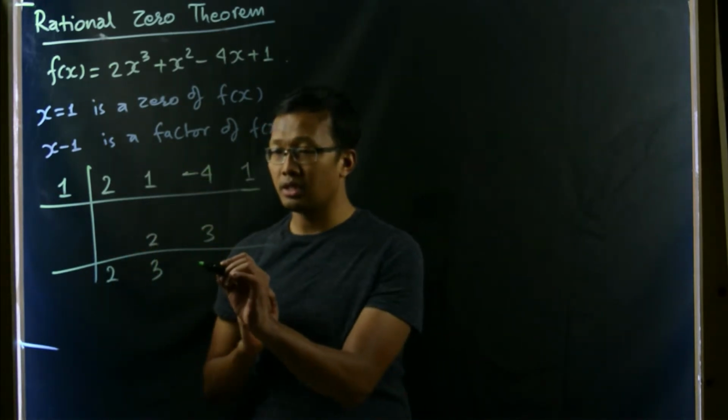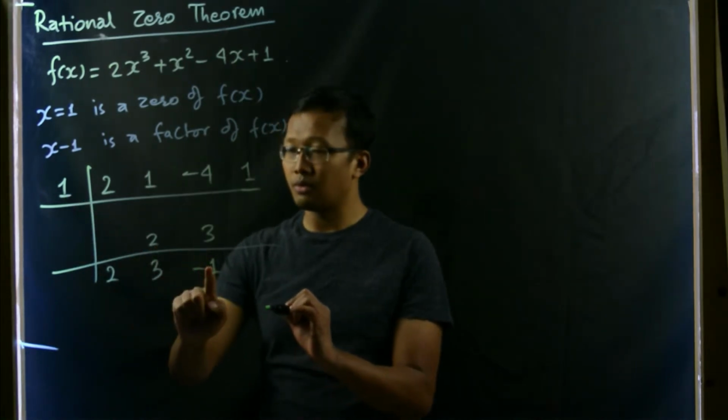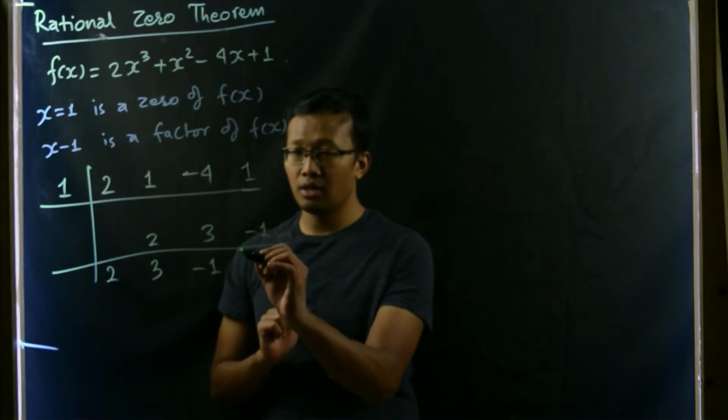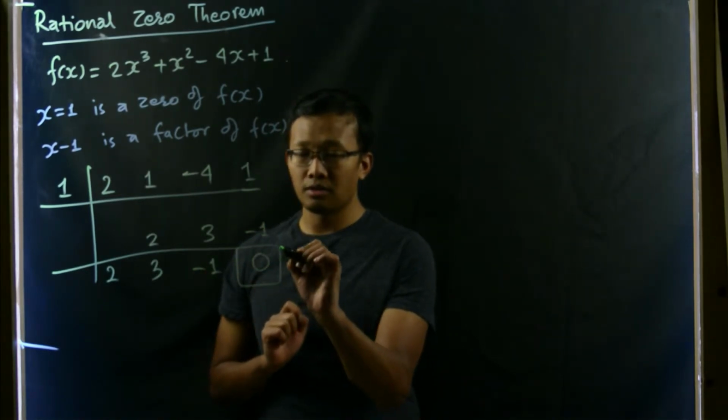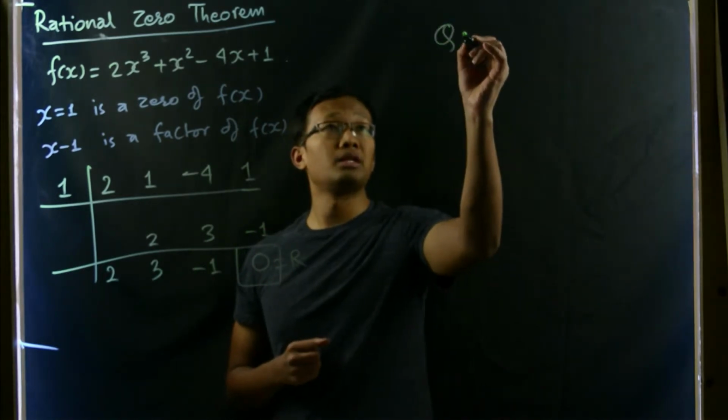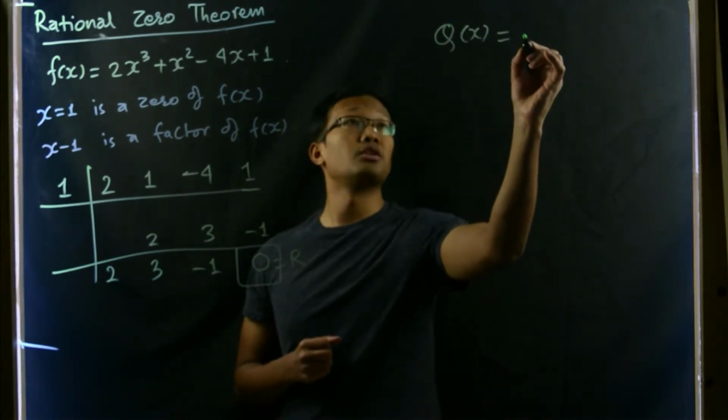-4 plus 3 is -1. 1 times 1 is -1. 1 times -1 is -1. So this is 0. So the last number is the remainder. So the remainder is 0. So the quotient would be q of x is 2.